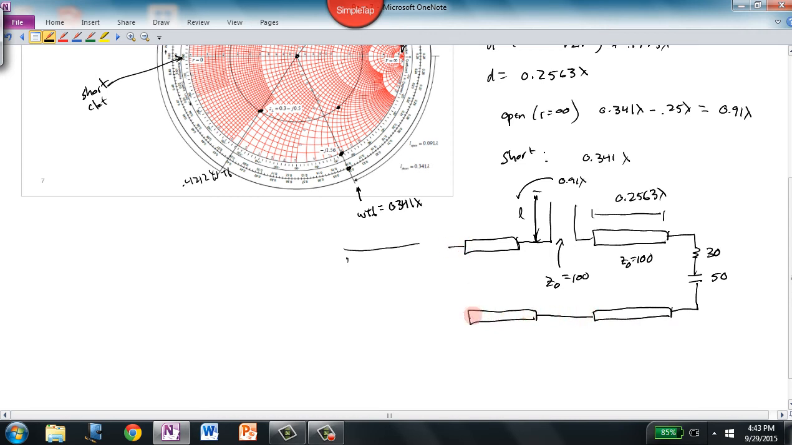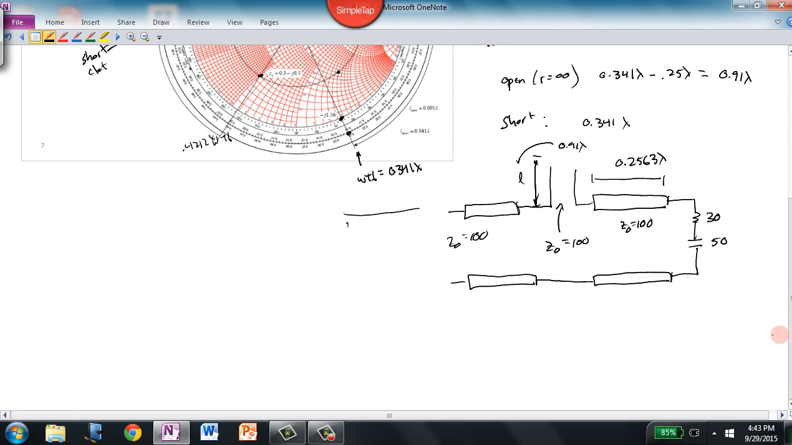And so that's what our matching network is going to look like. And it doesn't matter how long this end of the cable is. This could be 1 meter, it could be 1,000 meters. It doesn't matter. Its characteristic impedance is 100 ohms. And this open circuit in series with all of this here also looks like a Z input of 100 ohms. This circuit would have looked real similar for a short circuit, but instead of that length being 0.91, that length is just 0.341 lambda.